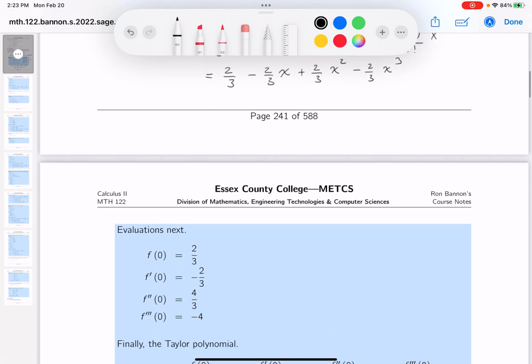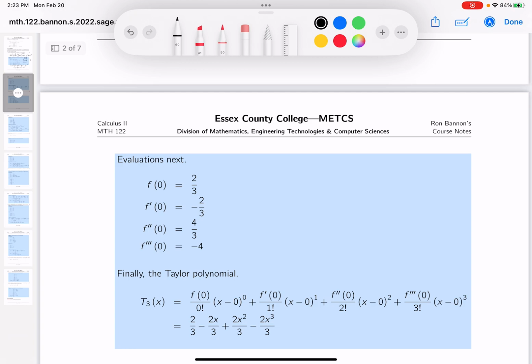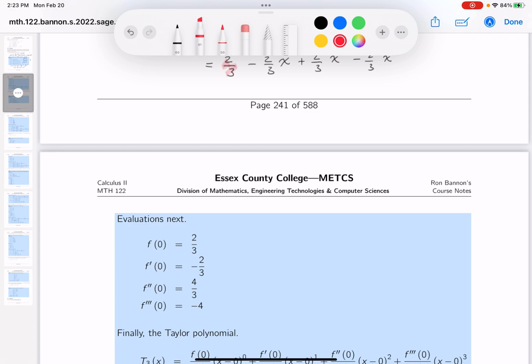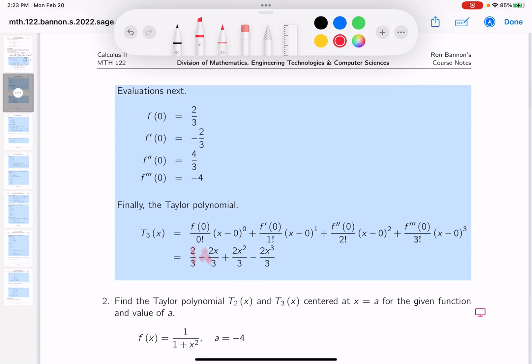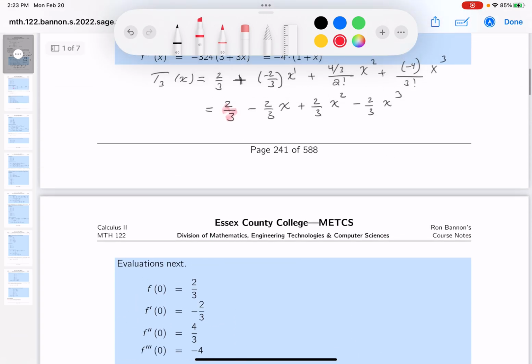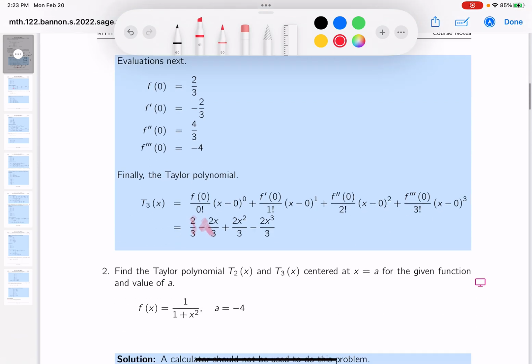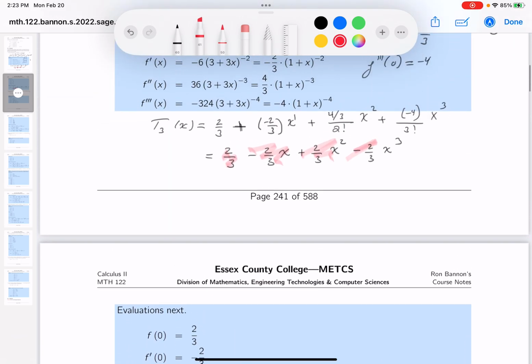Let's look at the key and see how we did. And what I mean by that, did we get the terms we want? Did we get the 2/3? Did we get minus 2/3 of an x? Plus 2/3 of an x squared? And then minus 2/3 of an x cubed. Things are working as advertised.